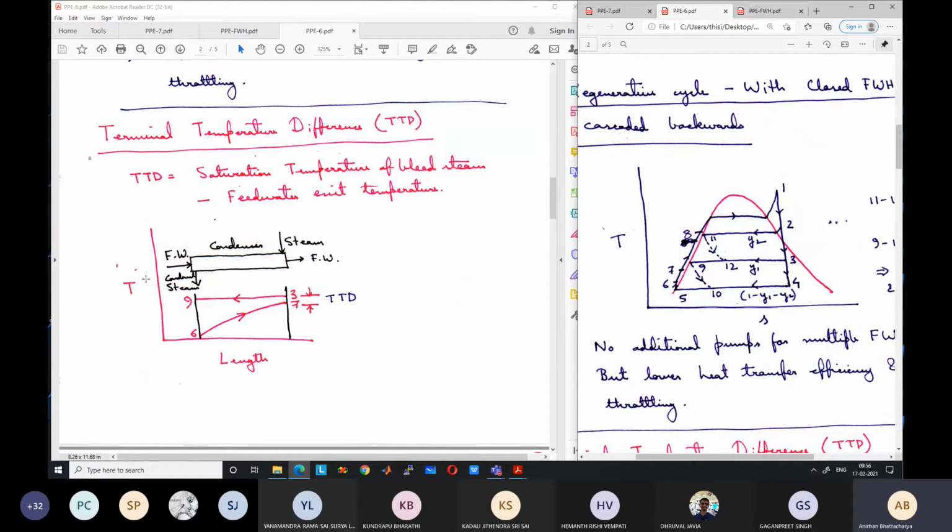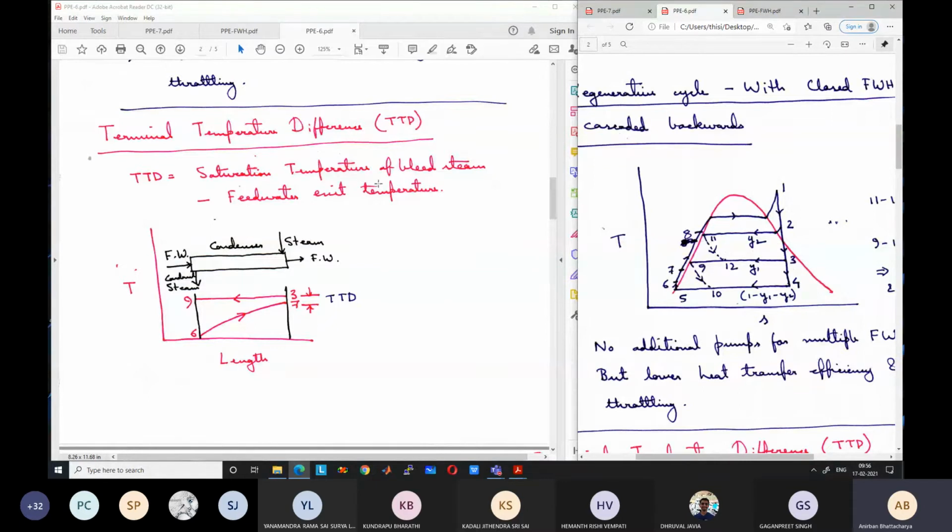So if we define it like this, the temperature change in the feed water from 6 to 7 and in the steam in the feed water heater from 3 to 9, the terminal temperature difference is defined as the saturation temperature of bleed steam. Bleed steam is the steam that is bled from the turbine, or taken out from the turbine. Because it is taken out from the turbine, it is known as bleed steam, as if steam is bleeding out from the turbine.